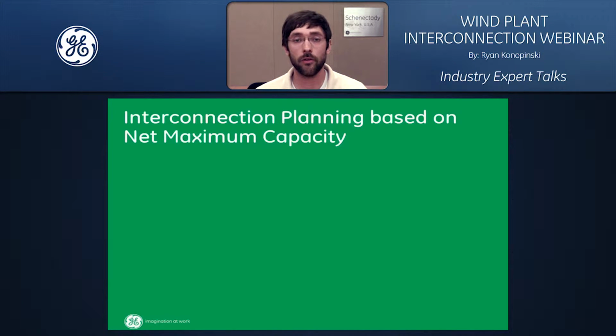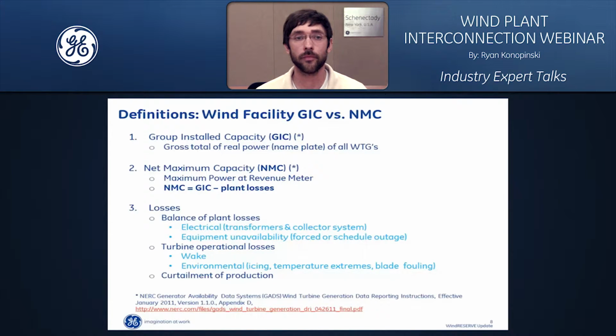So let's talk now a little bit about the concept of net maximum capacity planning versus the current practice of group installed capacity planning. Here are just some quick definitions. The group installed capacity, or GIC, is just the nameplate rating of the wind plant. It's essentially just the gross real power of the plant, defined by the number of turbines and their nameplate ratings.